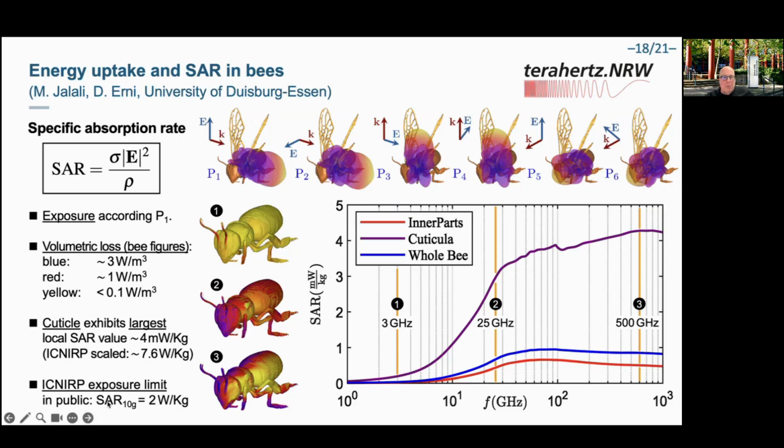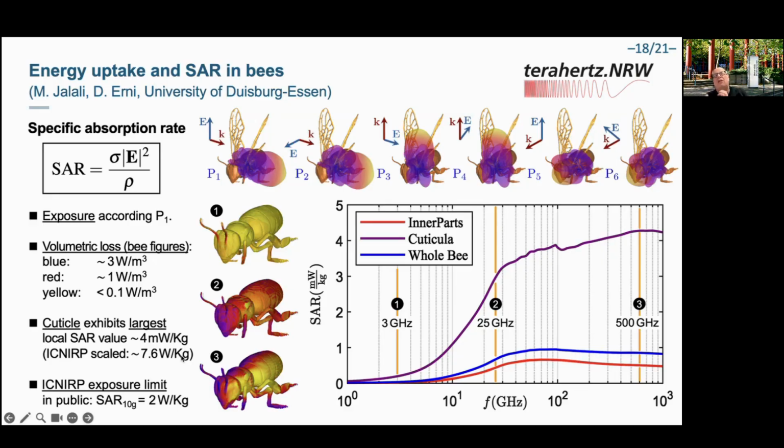Because we could actually compare this figure with the ICNIRP exposure limit for the general public, also for human beings. And this limit, this so-called 10-gram SAR limit, is given at 2 watts per kilogram. So what we did, we extrapolated from this data the irradiation power density and calibrated our measurements to these kinds of power densities, and ended up at a specific absorption rate of 7.6 watts per kilogram.